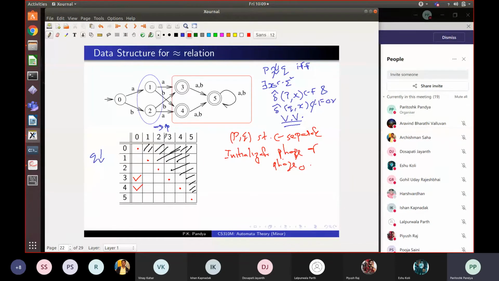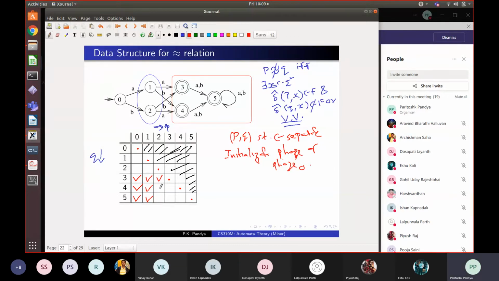Please pay attention, you will have to create such tables in the exam. Okay, 0, 5 also has to be marked. What about 1, 2? It cannot be marked because both are non-final. Okay, 1, 3 can be marked, 1, 4 can be marked, and 1, 5 can be marked because 1 is non-final and 3, 4, 5 are final. So I can mark it like that. What about 2? Again, 2, 3 can be marked. What about 2, 4?